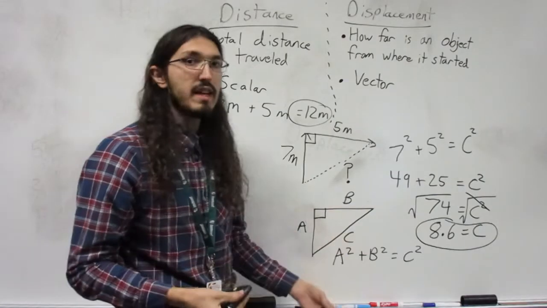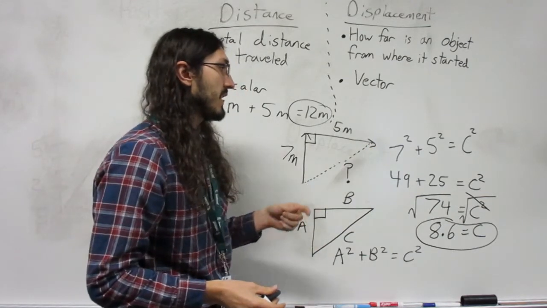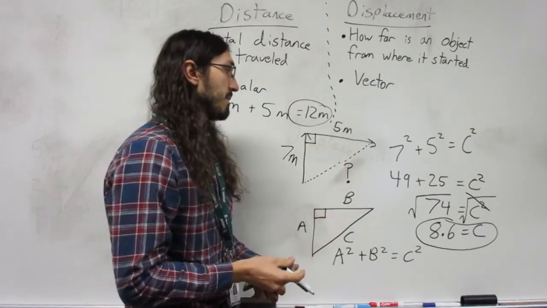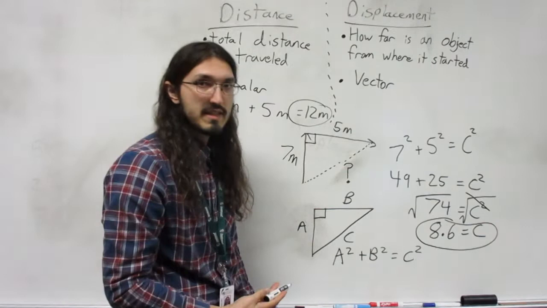Okay, so using the Pythagorean theorem, I was able to find how far this person ended up from where he started. In other words, this leg of the triangle. In this case, it came out to 8.6 meters.